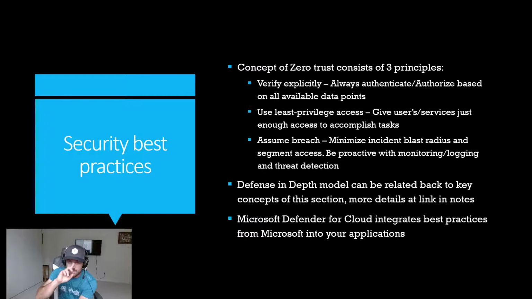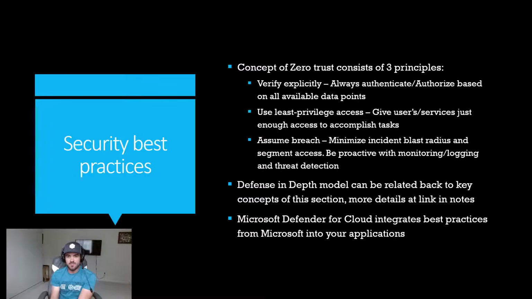So the concept of zero trust consists of three principles. You want to verify explicitly, okay, which means you're going to always authenticate and authorize based on all available data points. So use whatever you can to make sure that somebody is a legitimate person. You're going to use least privilege access, so give the users and or services just enough access to accomplish the tasks they need to accomplish.